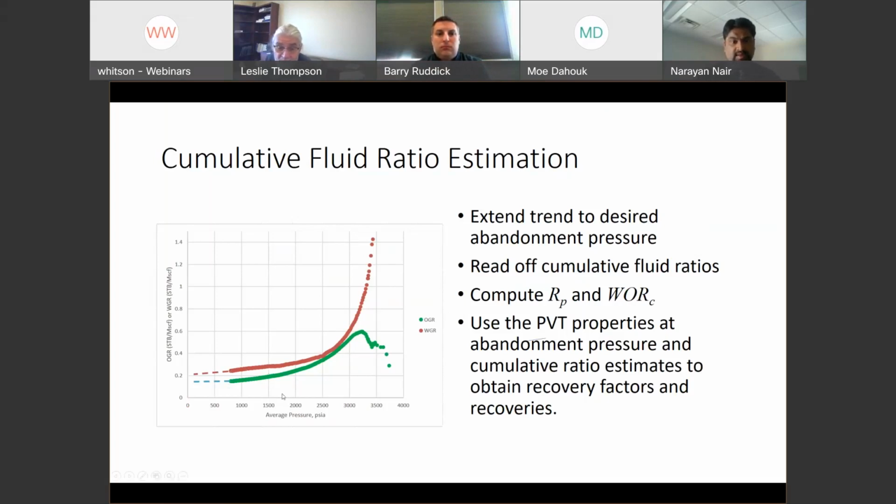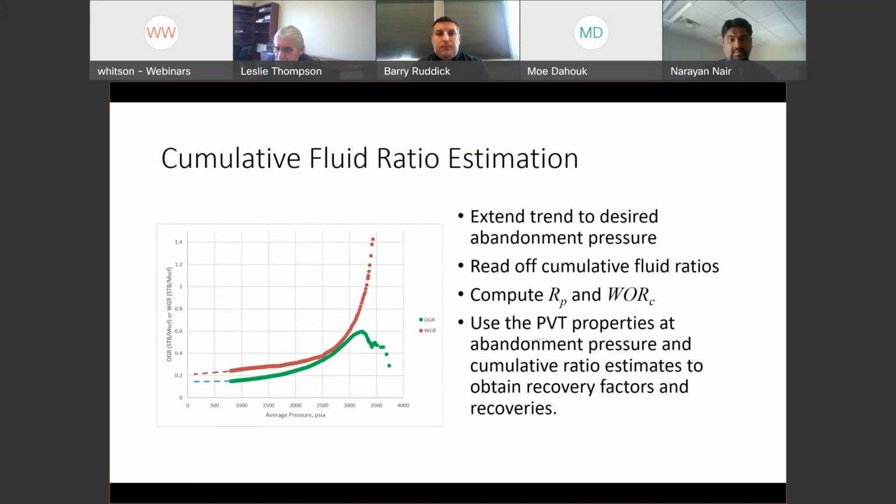Okay, so in this case you have a lot of data. All you have to do is extrapolate to whatever bottom hole pressure that you think you're going to abandon at. So for example 300, you read off what you think your cumulative values will be, and then you form your WOR cumulative or your GOR cumulative from these ratios, and you get your answer. It's very easy, very cool, and you come with numbers that make sense very quickly.